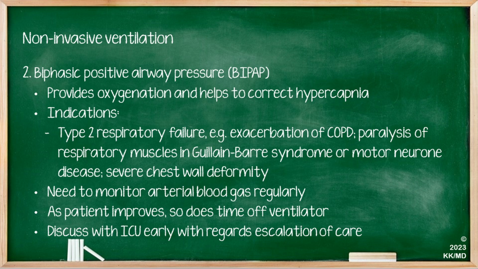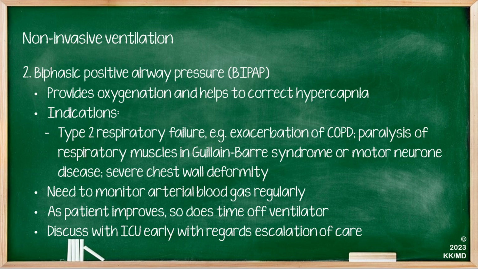This provides oxygenation and helps to correct hypercapnia, or high levels of CO2. So for example, this may be in the context of COPD. COPD is one indication, but other indications in the presence of type 2 respiratory failure include paralysis of respiratory muscles, such as that seen in Guillain-Barré syndrome or motor neuron disease, as well as severe chest wall deformities.